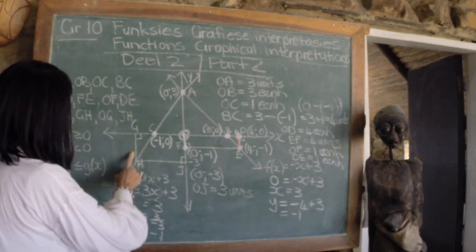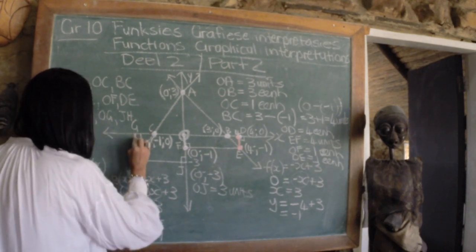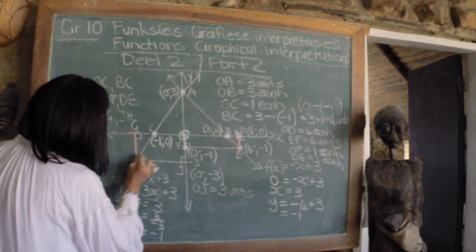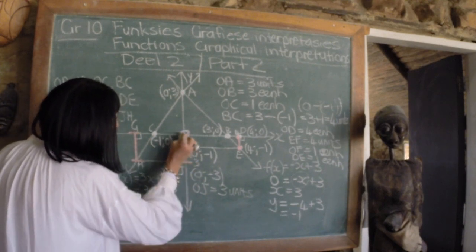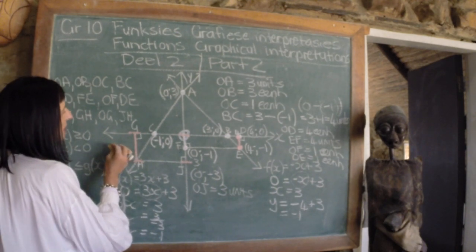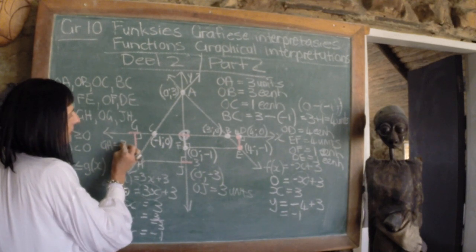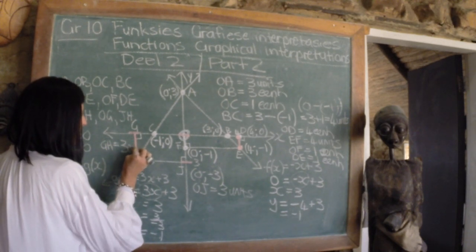GH, daar's ons hy. GH, I'll measure it on the y-axis. So hoe lank is daai stukkie dan? 3 eenhede. GH is ook gelyk aan 3 eenhede.